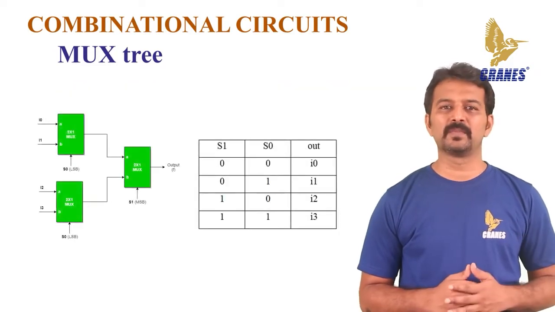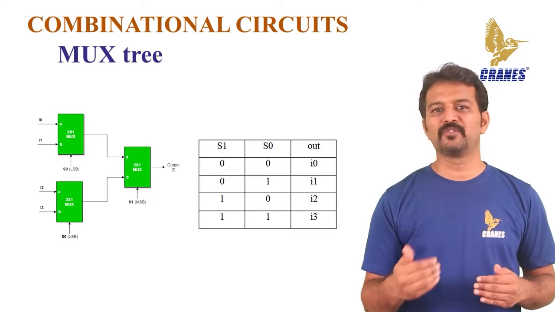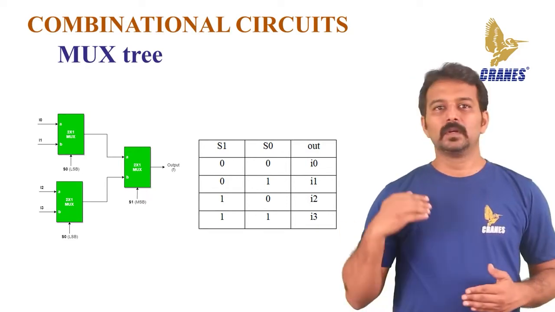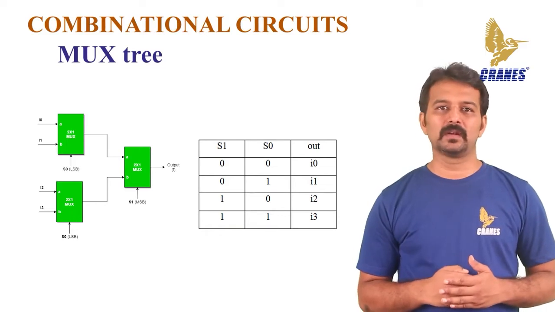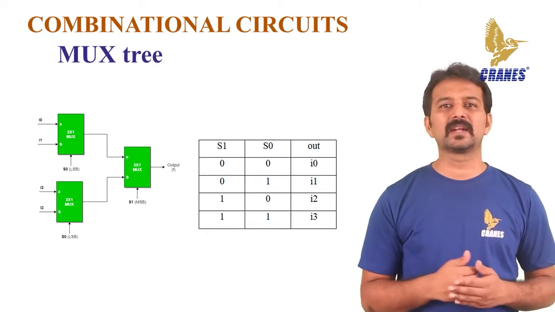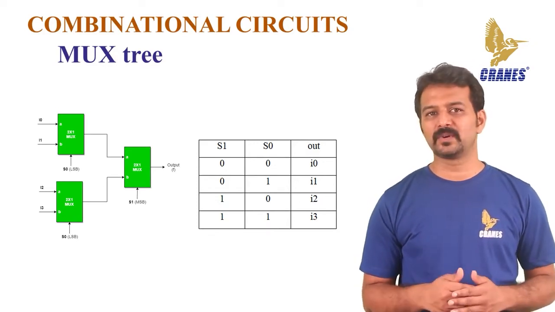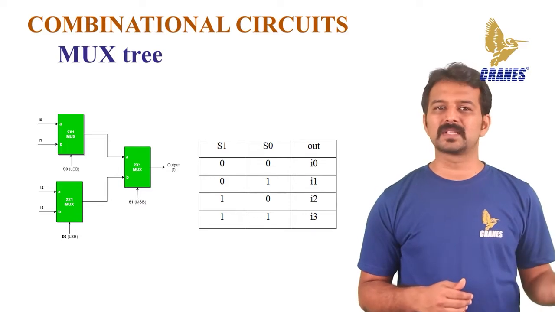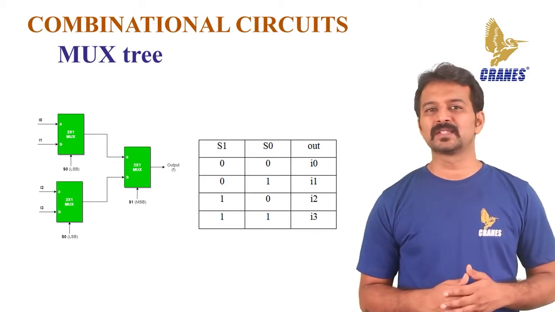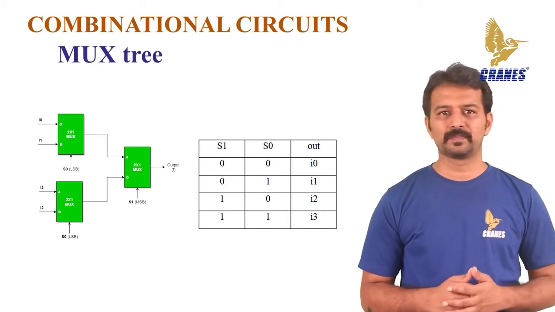To achieve this, the first 2 mux are connected in parallel and then the outputs of these 2 are fed as input to the third mux, as shown. The first 2 mux are connected to the same select line, that is S0. When the select line S0 equals 0, the first mux selects the input I0 as its output and the second mux selects I2 as its output. So when S0 equals 0, the inputs to the third mux are I0 and I2.